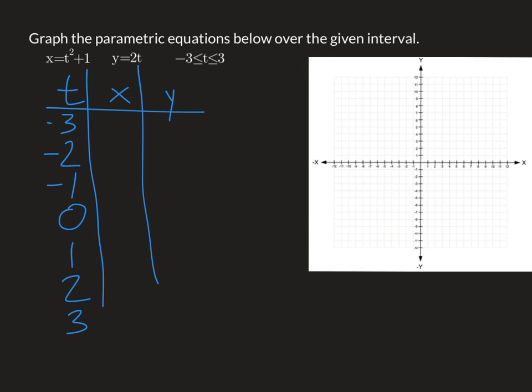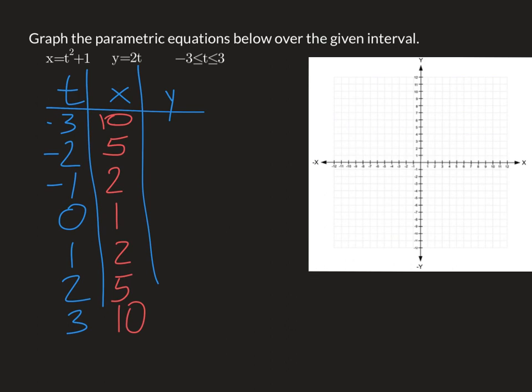Now I'm going to plug each of these numbers into t and figure out what the x and y values will equal. When I do -3, to find x, we would do -3 squared plus 1. -3 squared is 9 plus 1 makes 10. -2 squared plus 1. -2 squared is 4 plus 1 is 5. -1 squared is 1 plus 1 makes 2. 0 squared is 0, plus 1 is 1. 1 squared is 1, plus 1 is 2. 2 squared is 4, plus 1 makes 5. 3 squared is 9, plus 1 makes 10.